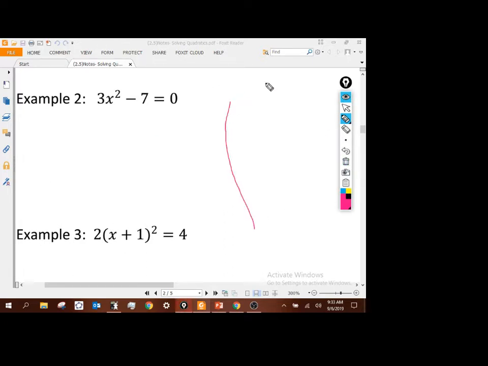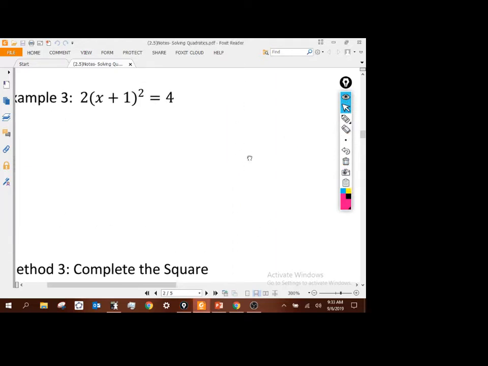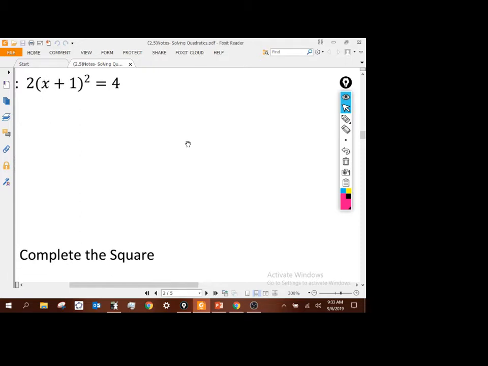What about the next one? What do you want to do here? What do you think the best approach would be to factor that thing? X plus 1 squared times 2 equals 4. Okay, so you want to take this 2. Let's leave the 2 there for a moment. And then you're saying rewrite this as x squared plus 2x plus 1 equals 4, right?